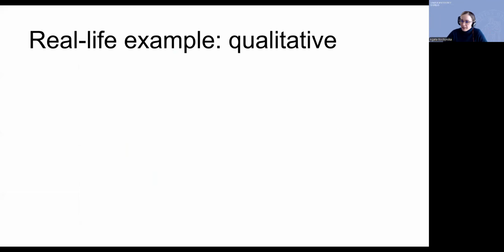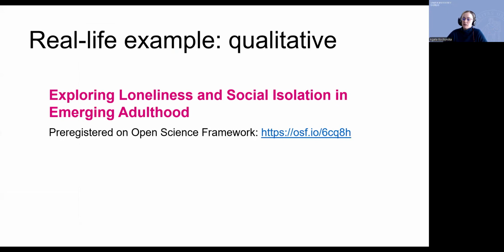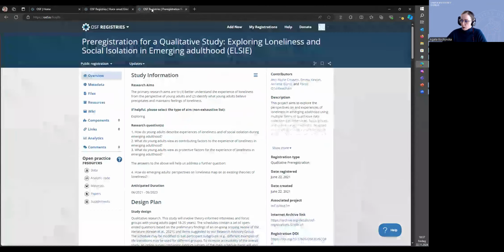But since we have some qualitative researchers here with us today, and many of you are also mixed methods researchers, I will also show you an example that is a qualitative example. And this is a pre-registration for a study on exploring loneliness and social isolation in emerging adulthood. And you can already see right away that it looks slightly different. So in qualitative research, we don't have specific hypotheses that we're answering, but we have research aims and research questions that we'll be trying to answer.